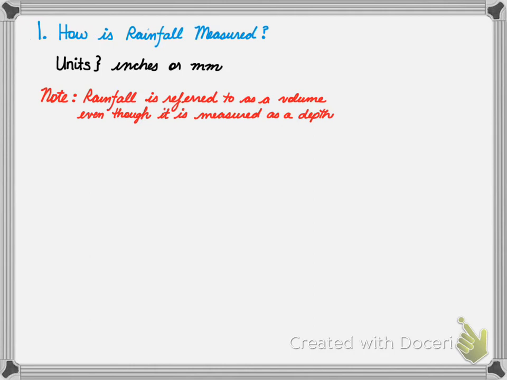Rainfall measured in the unit of depth is actually referred to as a volume. You might be wondering why. It's because rainfall falls over a watershed, which has a given area. Thus, if you take the rainfall and multiply it by the watershed area, it is a volume.